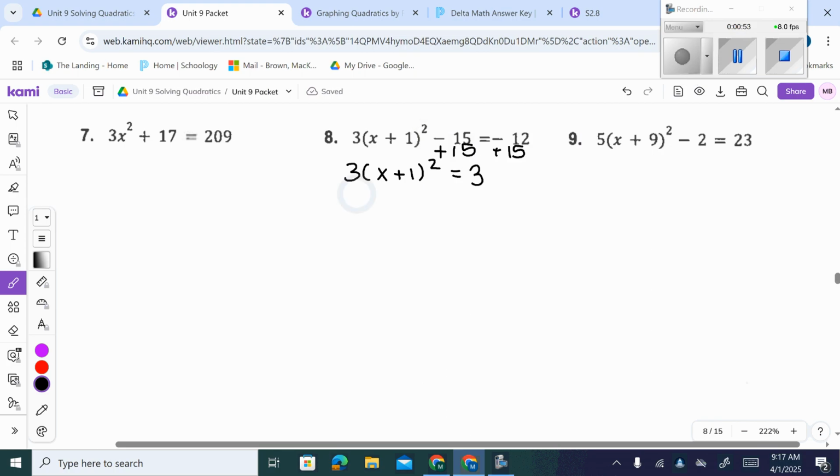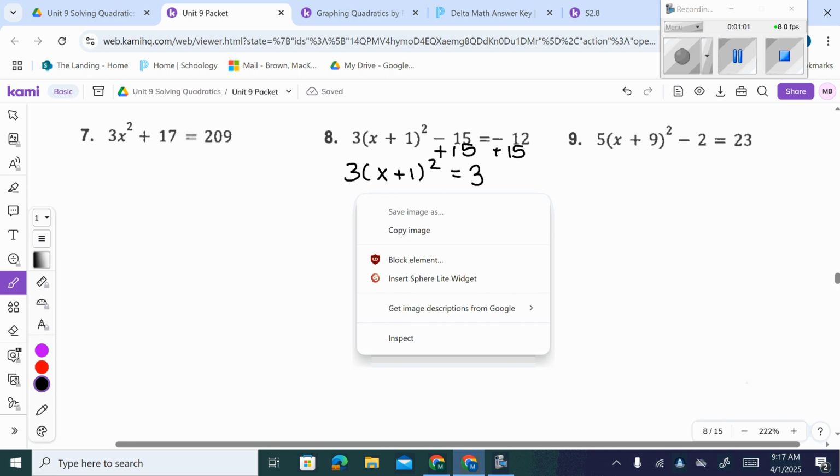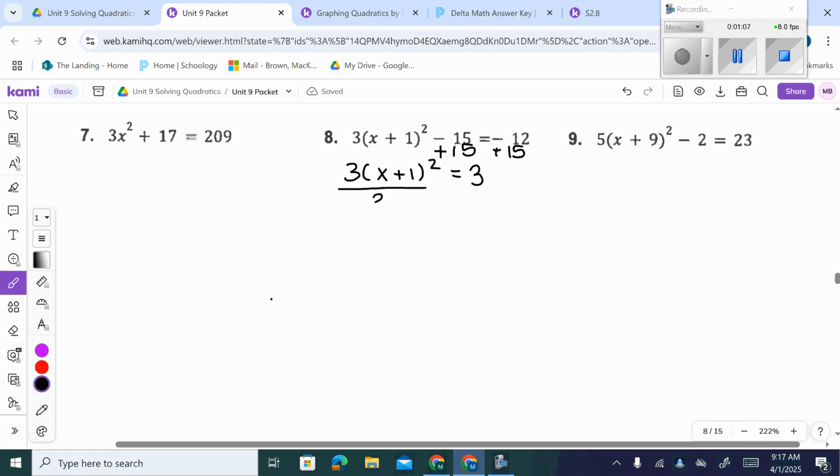So, can I distribute now? Where's that squared still there? The squared is still there. How do I undo that 3? If I can't distribute it, divide. Not the opposite of multiplication, I just said over here, we're going to divide both sides by 3 because I can't distribute because of the squared. So now I'm going to have x plus 1 squared equals, what's 3 divided by 3? 1. All right?